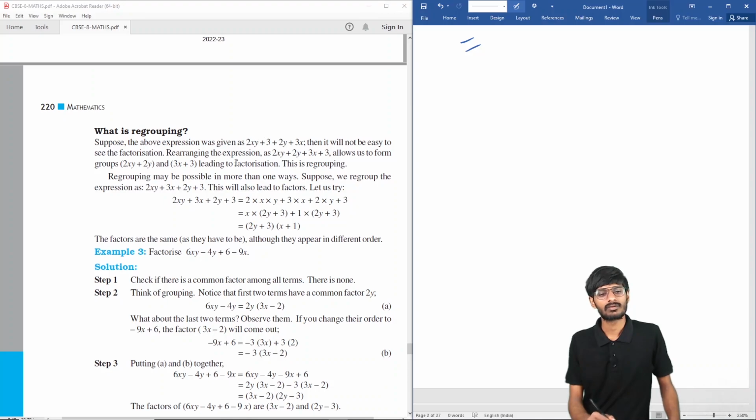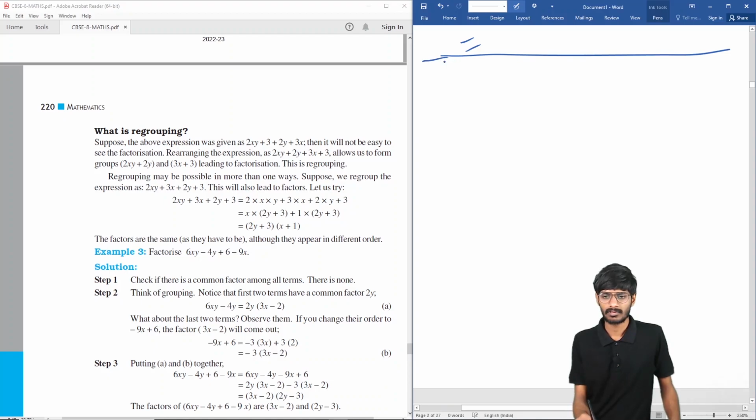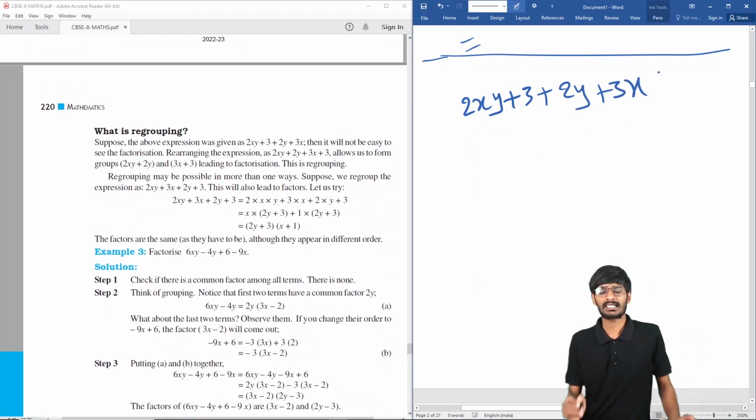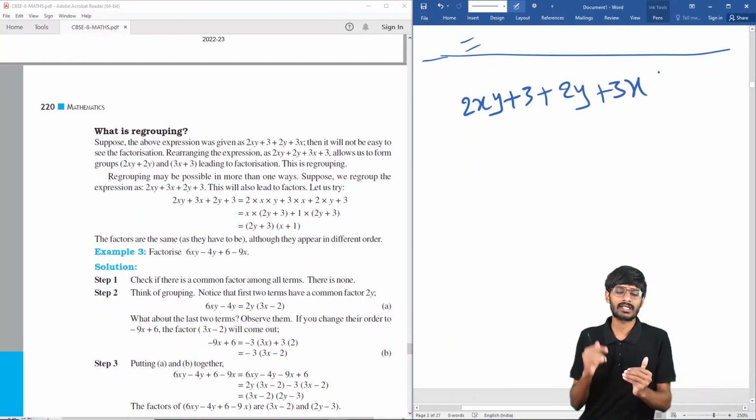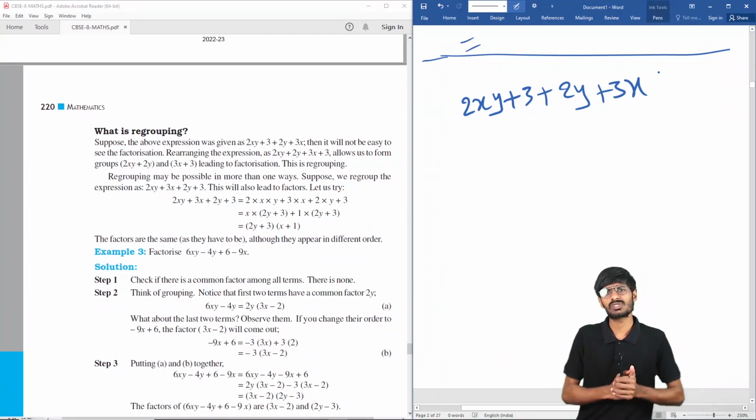So here what we are doing is, suppose, friends, the expression is 2xy plus 3 plus 2y plus 3x. This is the given expression and we have to find out the factors for it. How will we do this task?